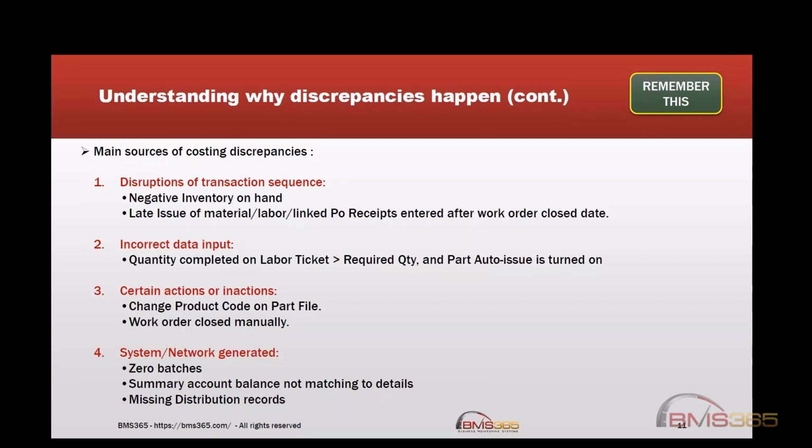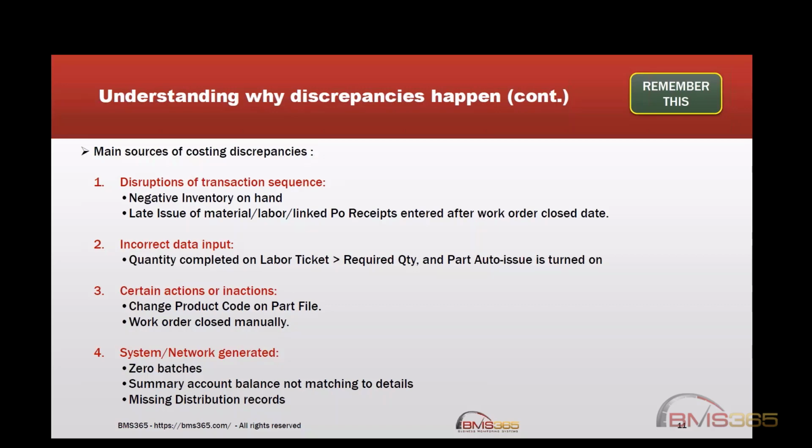Incorrect data input. Many times it happens that when a labor ticket is entered, the quantity completed on that labor ticket is greater than the required quantity. That was just a typo, but it happens. It's an incorrect data input. And if the part was auto-issued, the requirements are auto-issued, then Visual will over-issue the required material. And then we have a valuation problem on the work order side.